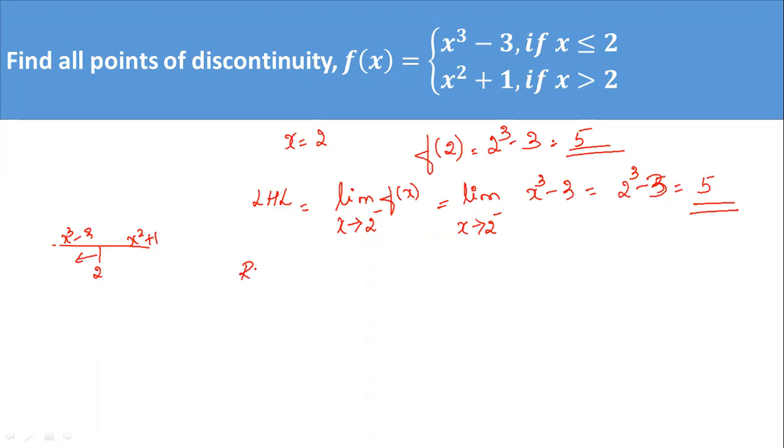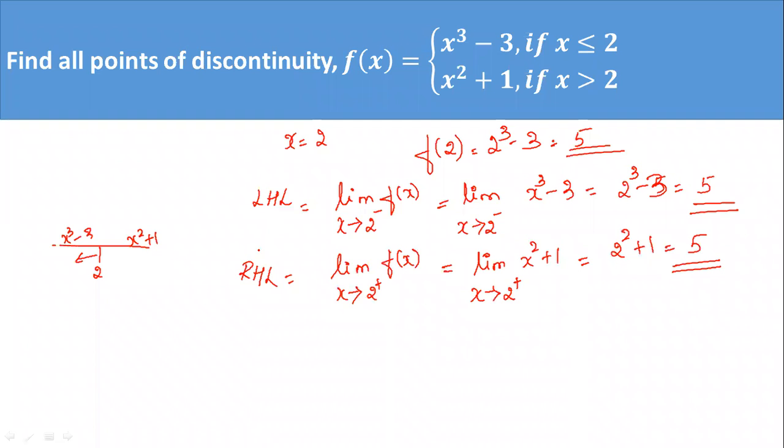So check what the right hand limit is. You are approaching 2 from the right. On the right, the values are greater than 2. When greater than 2, the function is the second case you have to take. So it is the limit of x square plus 1 as x tends to 2 from the right, which is approximately equal to 2 square plus 1, which is 5. So left hand limit is equal to right hand limit, therefore the limit exists. So the limit of f of x as x tends to 2 is equal to 5.